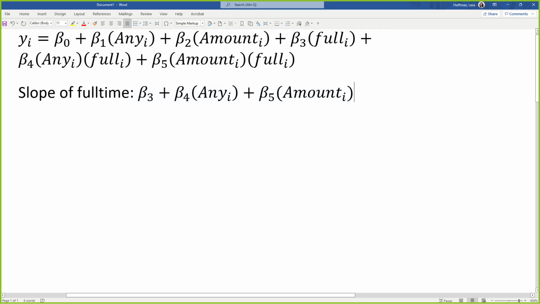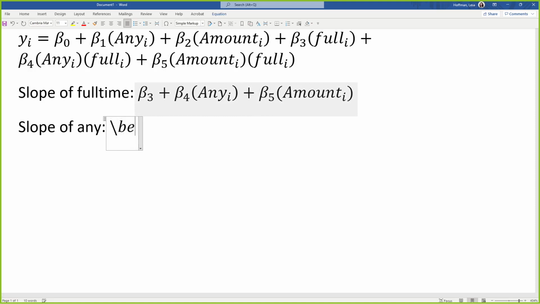So if I do something like the slope of any food school, it's the same sort of idea. I need beta 1 at a minimum, plus beta 4 times full, plus, that's it.